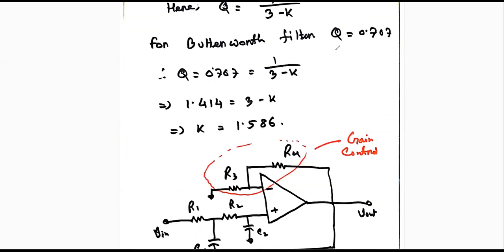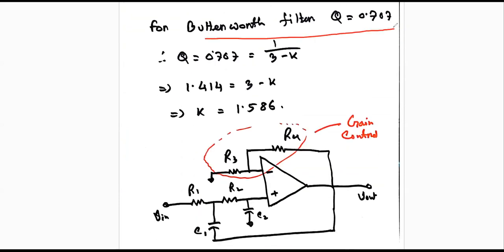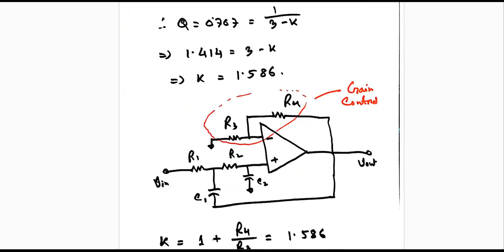As I already mentioned, for the Butterworth filter our target is Q equal to 0.707. By this we can find what the gain should be. The gain we need is K equal to 1.586. That is the gain. Okay, fine.